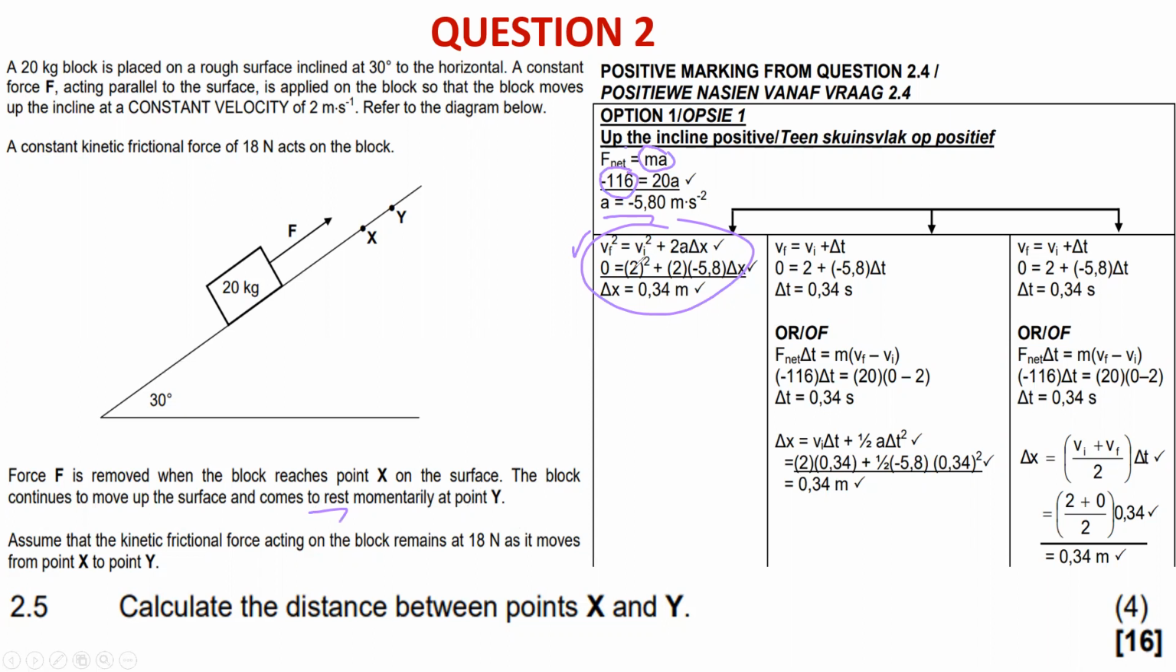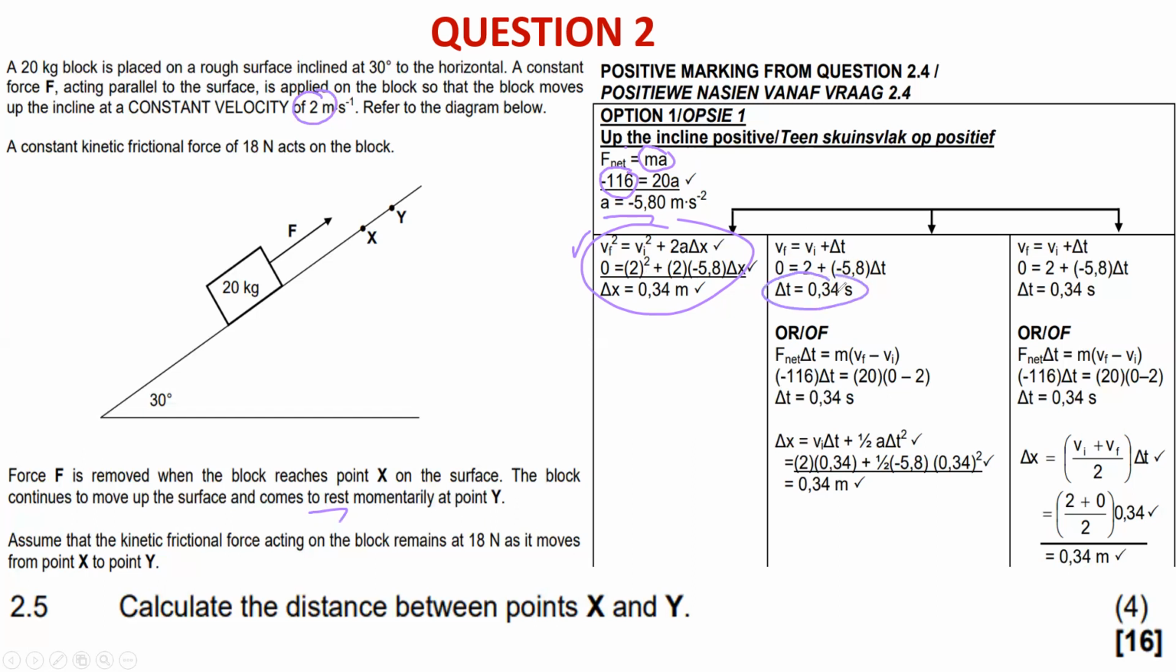V initial is equal to 2 meters per second, because it was coming with constant speed, constant velocity. Do you remember? It is given here, 2 meters per second. And plus 2 times a, which you calculated already from Newton's second law, and you get the distance between X and Y. This is the easy way. Or you can use V final is equal to V initial plus a t.